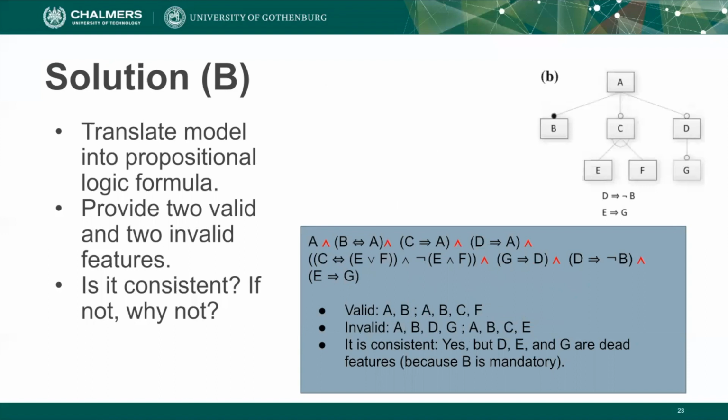All right, our second model. A, again, the root, always there. B is a mandatory feature, so B is equivalent to A. If we choose A, we must choose B. If we choose B, we must choose A.